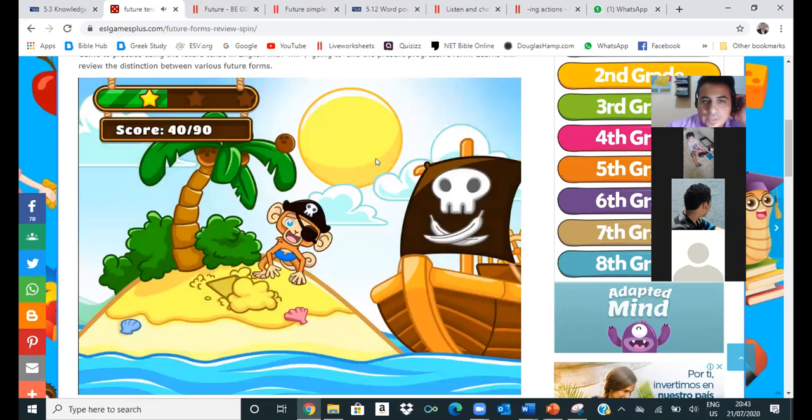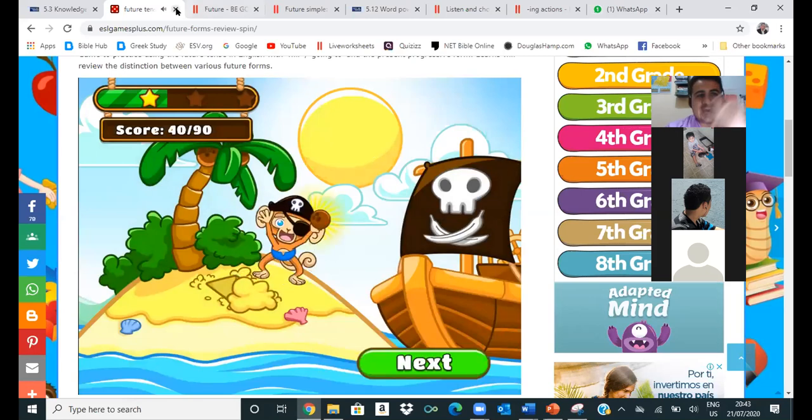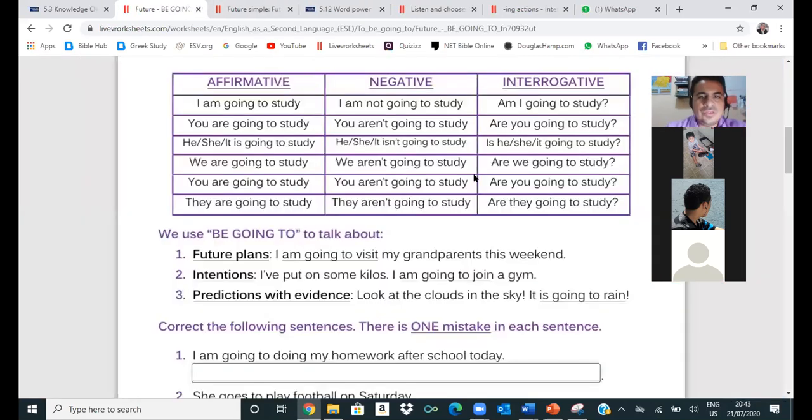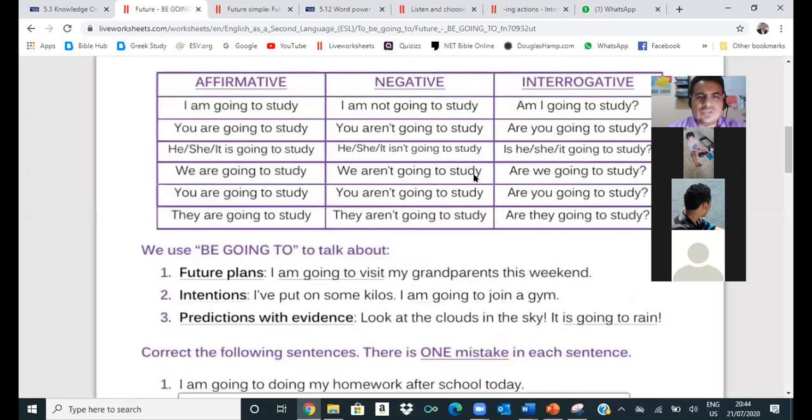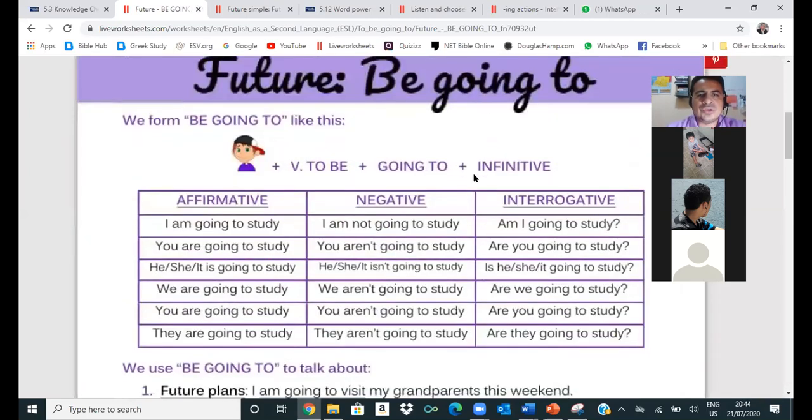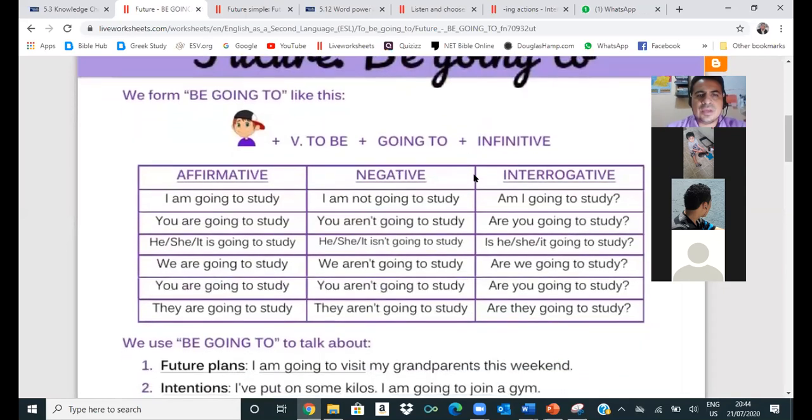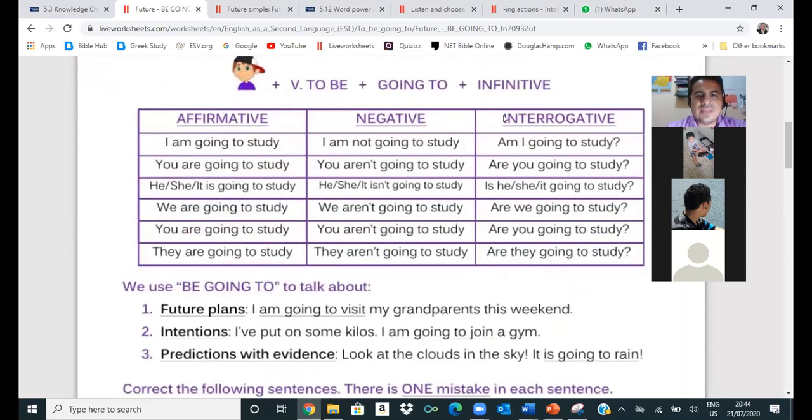Okay, very good. So I'm going to stop right here because I have another activity that I want to do with you. This is one on future with going to. You have affirmative, negative, and interrogative. Interrogative is the same as questions. Esto es lo mismo que hicimos en el cuadro, solo que aquí solo están viendo un verb tense, going to. For example, I'm going to study. I am not going to study. Am I going to study?